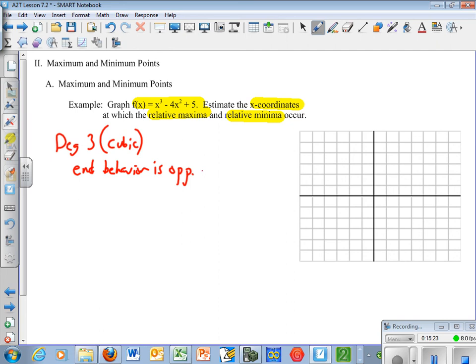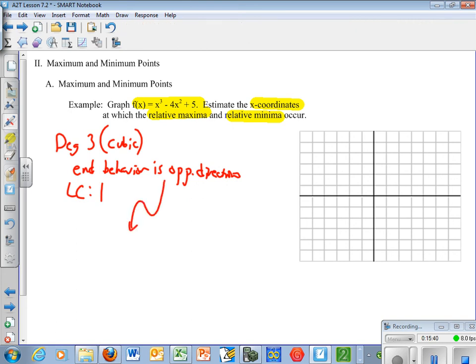Opposite directions is what I mean there. So I'm just writing down some things I know. Opposite directions. Lead coefficient in front of the x cubed is a positive 1. That means it's going to be going up as we go to the right. So opposite end behavior means it's going to be something like that. Okay, if the lead coefficient is negative, it's going down as you go to the right. So the end behavior on the left would be going up. Okay.